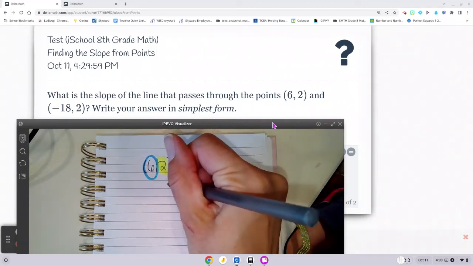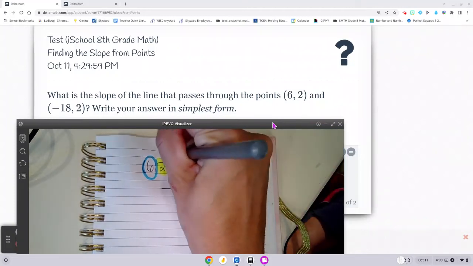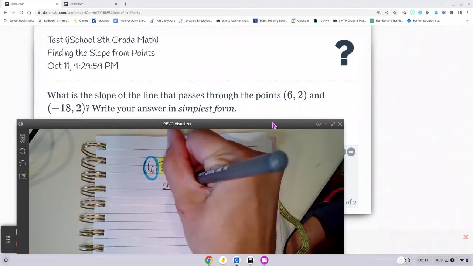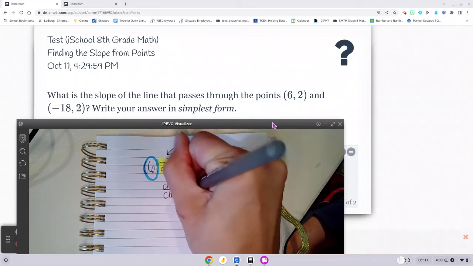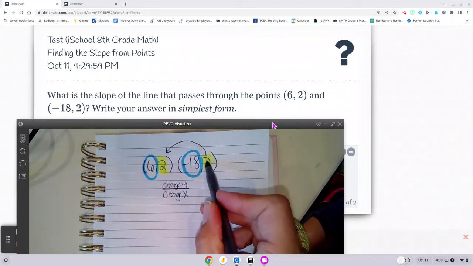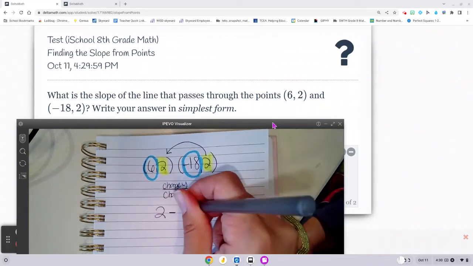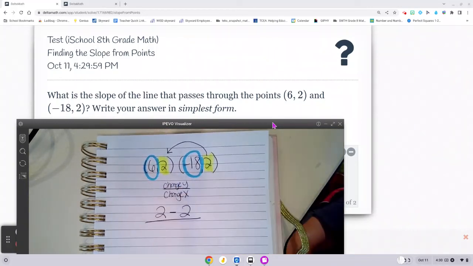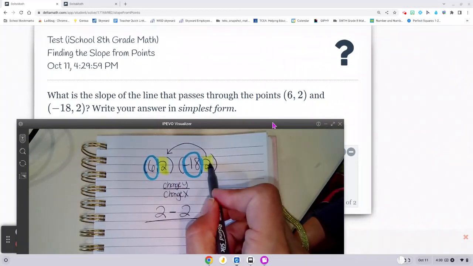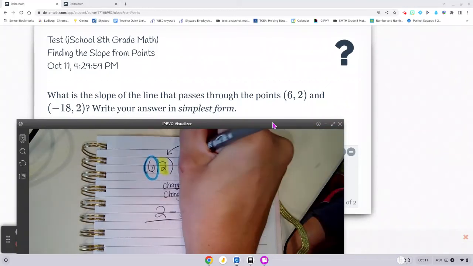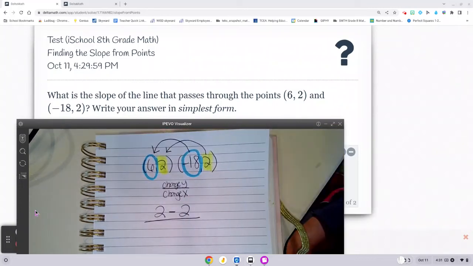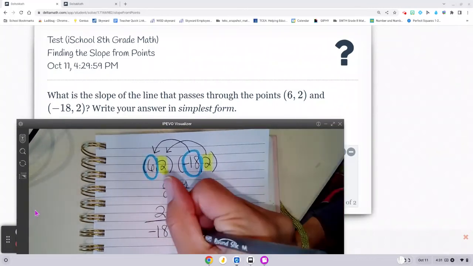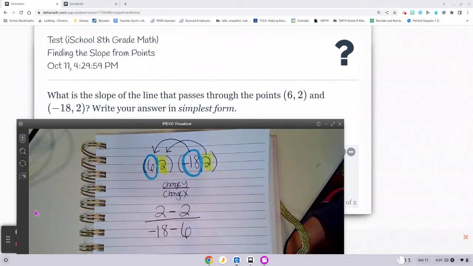So we are going to do the change in the y's over the change in the x's. So change in y over change in x. So I'm going to start with 2, and I'm going to subtract 2. Since I started with this one, I need to start with the -18. So -18 subtract 6 goes on the bottom because those are the x values. So be consistent with what you start with and make sure that you continue that pattern.